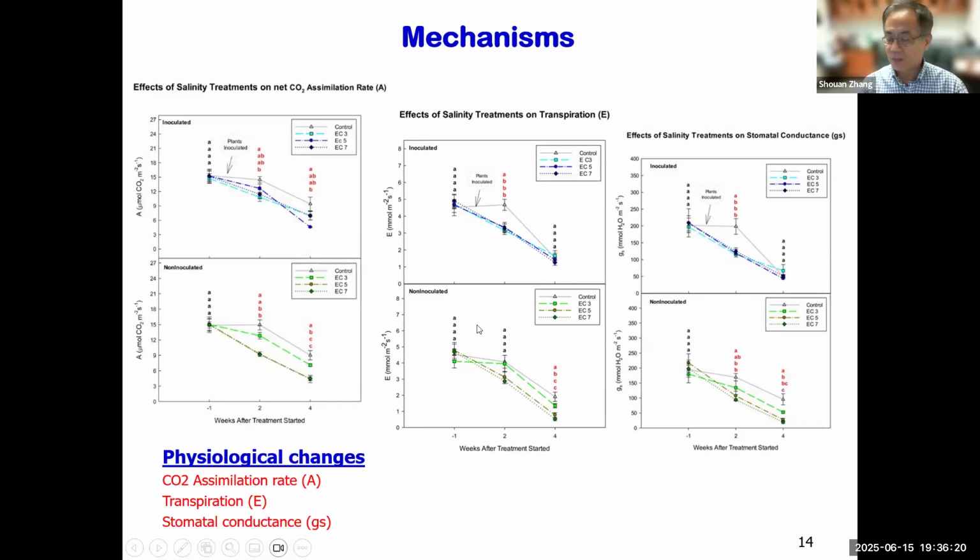Cassera moved to study the possible mechanism, including the physiological changes and RNA-seq for transcriptomic profiling as well. This slide shows the results of the physiological changes due to soil salinity treatment in inoculated plants and also non-inoculated plants. She tested the CO2 assimilation rate, transpiration, and stomatal conductance. Overall, salinity treatments reduced all these three parameters compared to the untreated control, regardless of inoculated or non-inoculated plants.